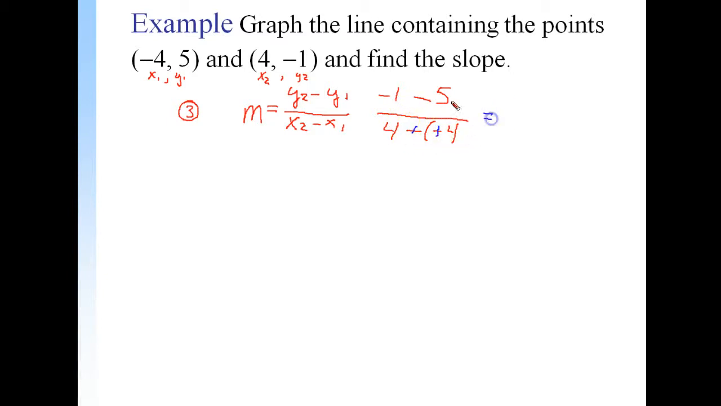So what do you have? Well, you have negative 6 over a positive 8, which reduces to a negative 3/4. And that is your slope. Now these are rise units, these are run units.